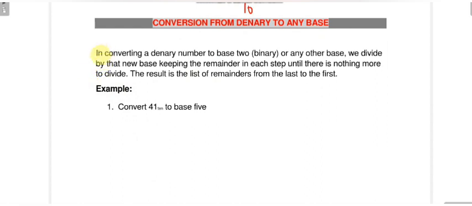So here, let's just look at the rule. In converting a base 10 number to base 2, that is binary, or any other base, we divide by the new base, keeping the remainder in each step until there is nothing more to divide. The result is the list of remainders from the last to the first. So we are going to take this as an example. Convert 41 base 10 to base 5. So you draw a straight line.